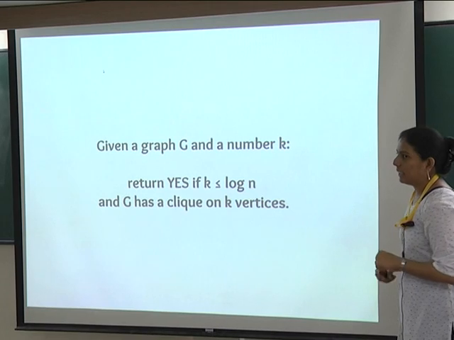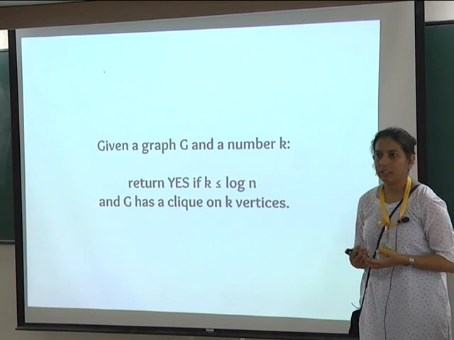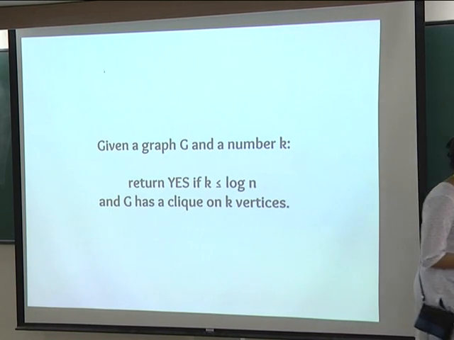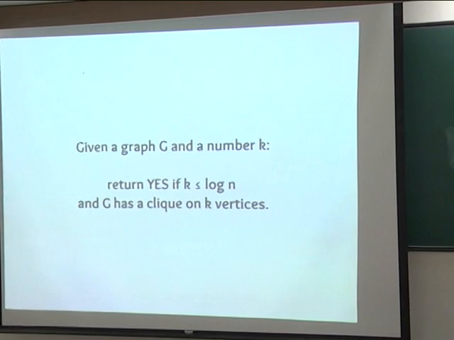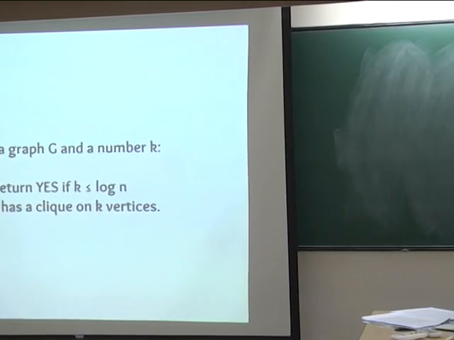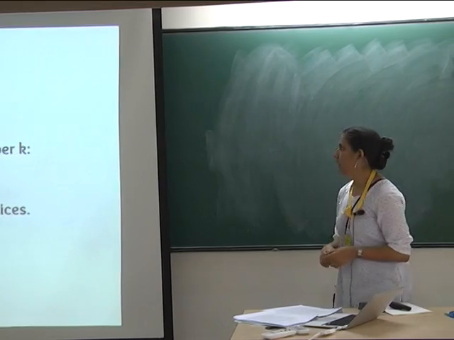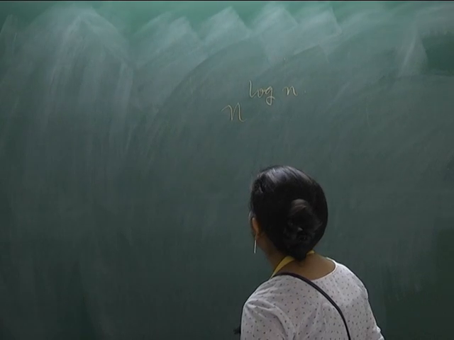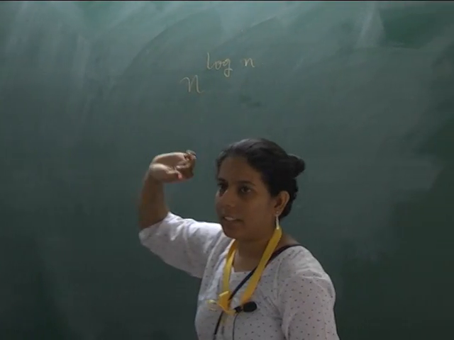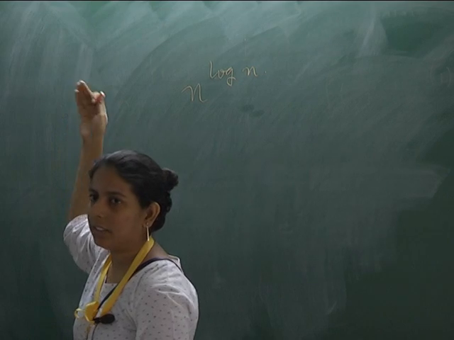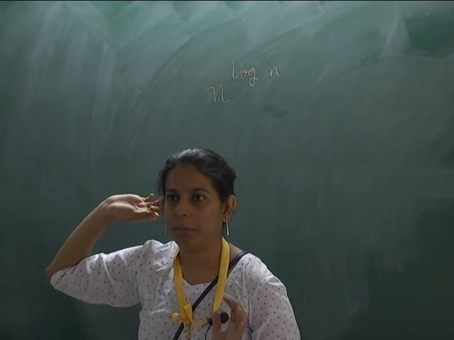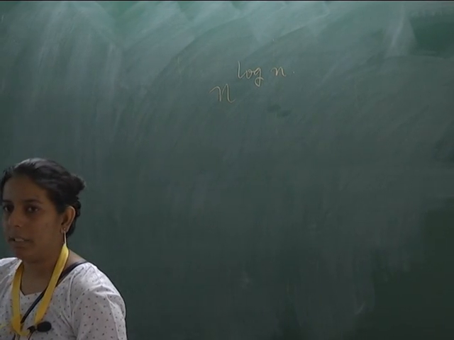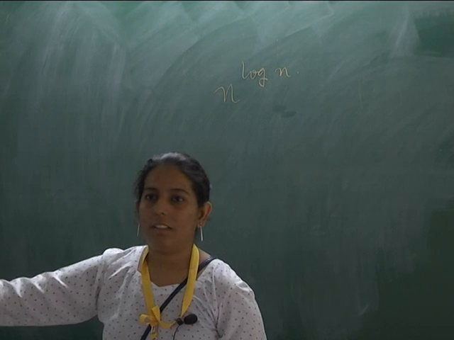Suppose you're interested in finding a clique on at most log n vertices. This problem has an algorithm. What's the running time of the brute force algorithm for this problem? N to the power log n. Just take it as a fact that problems that have n to the log n kind of algorithms are not expected to be NP-hard in general. So this is a problem that we don't expect to be NP-hard, but you can still reduce it from clique.